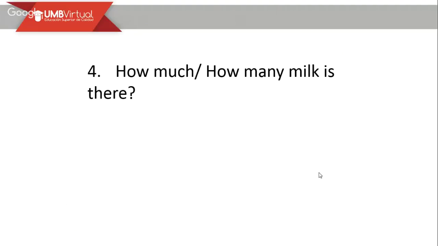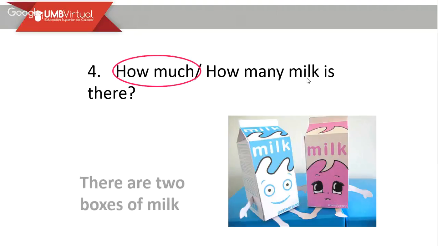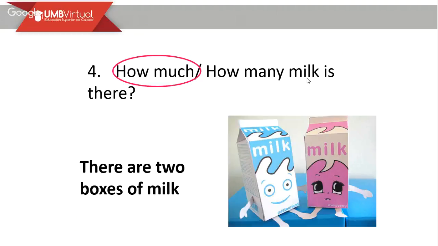How much or how many milk is there? What do you think? What is the correct word? Milk is an uncountable noun. It means that we are going to choose how much. There are 2 boxes of milk.